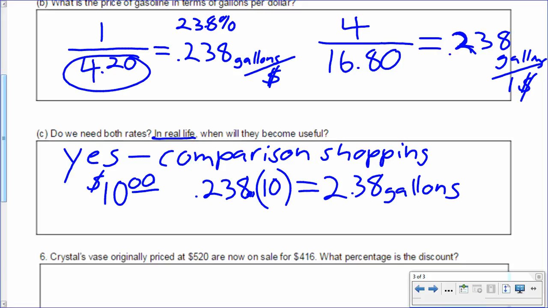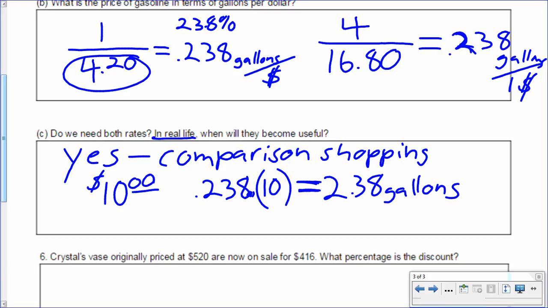So how far could we get on that? Well, let's just say that our car happens to get 20 miles per gallon. So if we needed to take a trip, and let's say it was 50 miles, can we get there? It's going to be pretty close, so let's try it out.